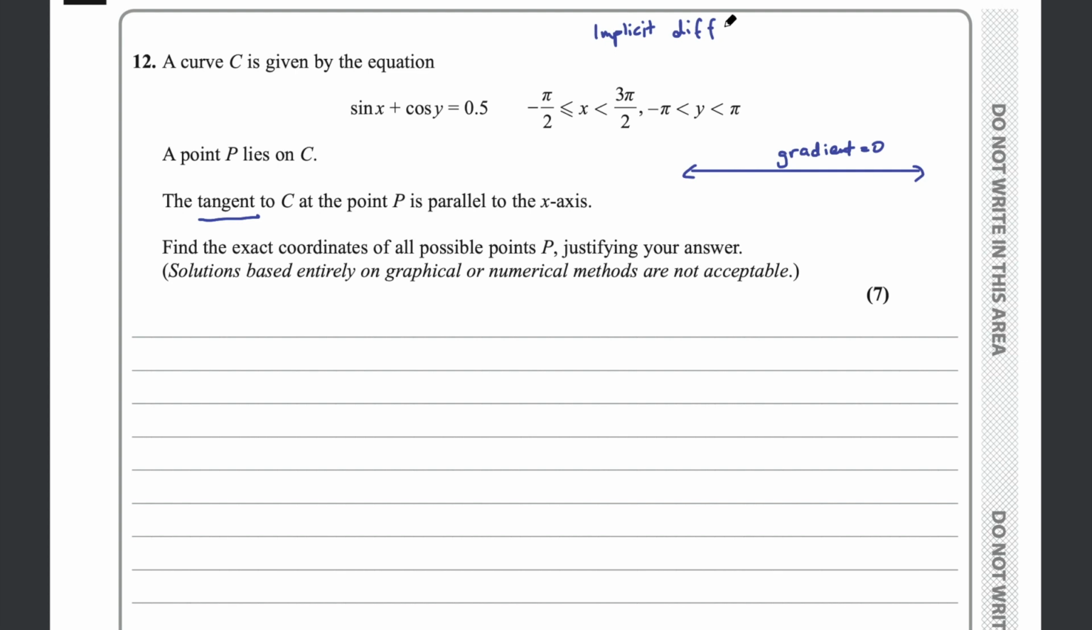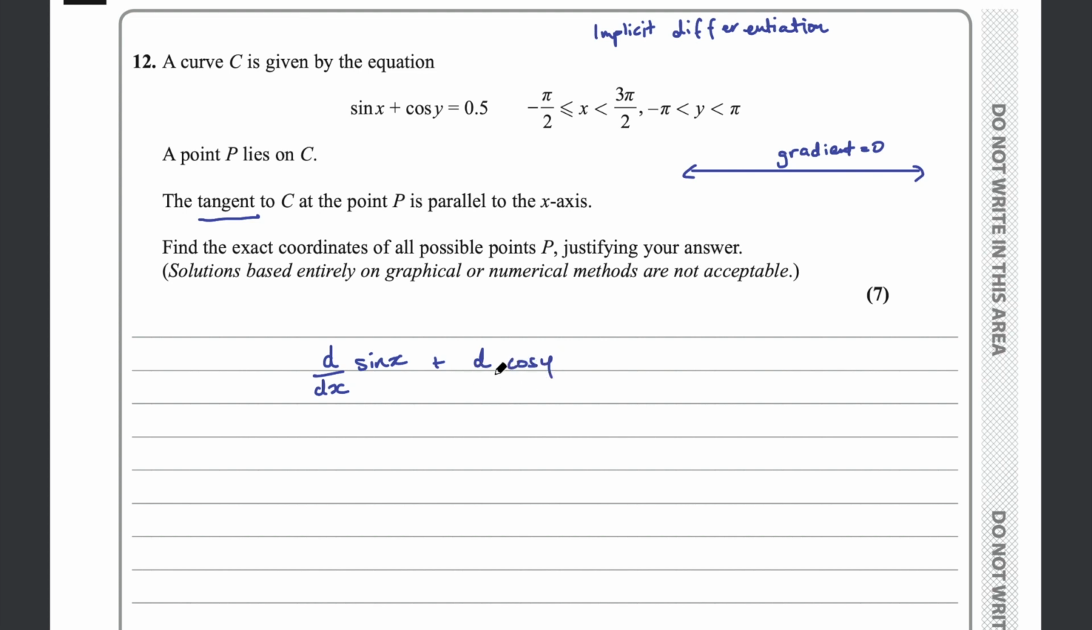I don't see any other way to do it, but maybe there is. However, that's the way I'm going to go, implicit differentiation. So we need to take the derivative of each term with respect to itself, and then rearrange to get dy and dx. Okay, so we're looking for the derivative of sine x with respect to x, and then the derivative of cosine y.